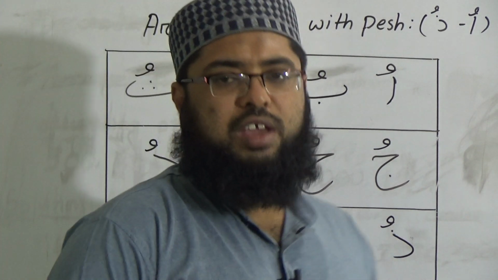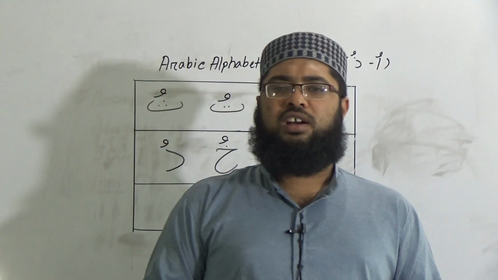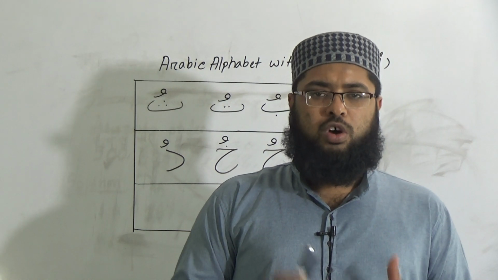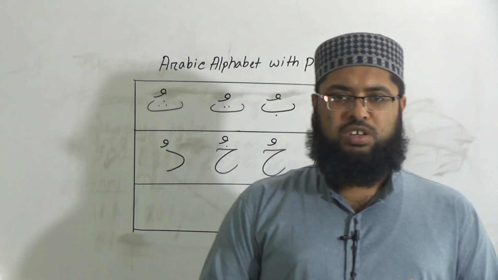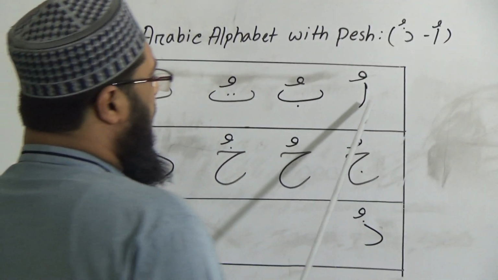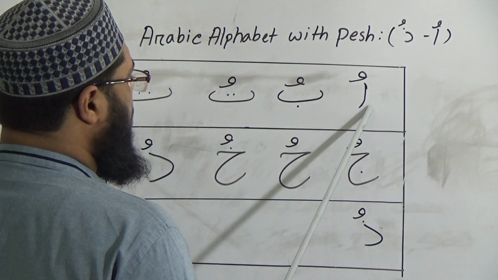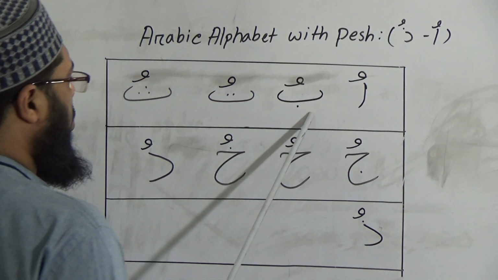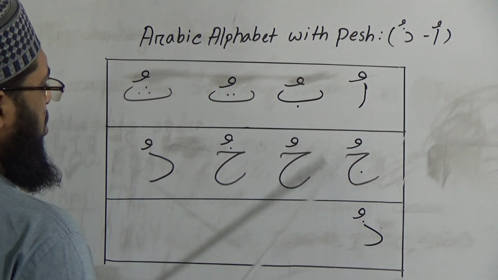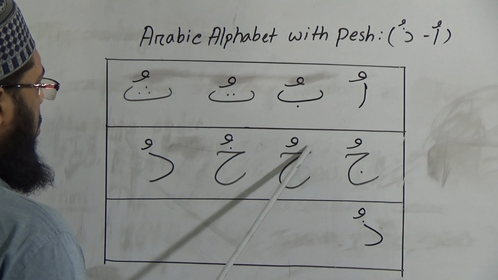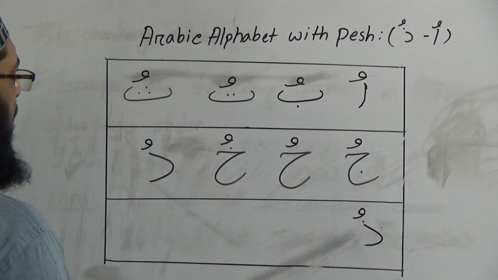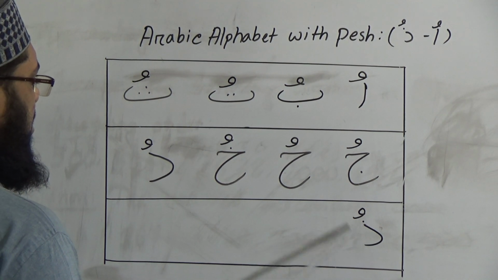Okay, my dear students, today we will learn Arabic alphabet with Pesh. Now all of you read with me one time. Now everyone say with me. Alif Pesh U or Hamza Pesh U, Ba Pesh Bu, Ta Pesh Tu, Tha Pesh Thu, Jim Pesh Ju, Ha Pesh Hu, Kha Pesh Khu, Dal Pesh Du, Zal Pesh Zu.